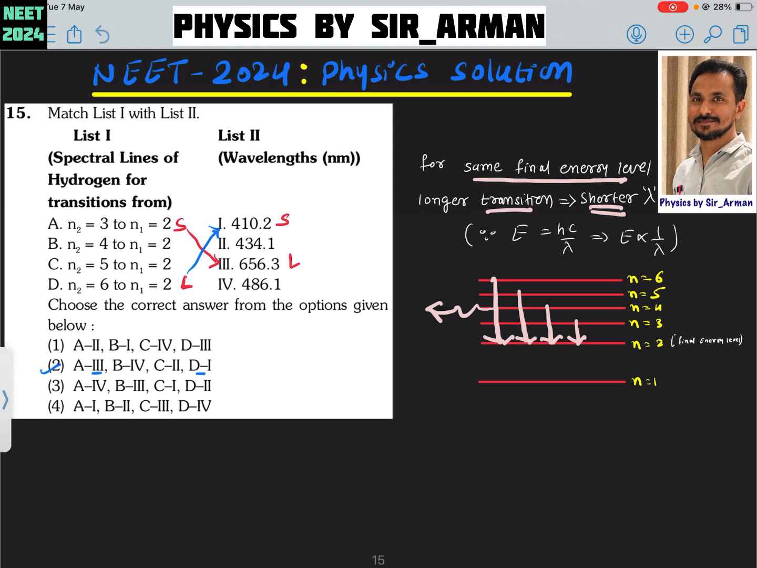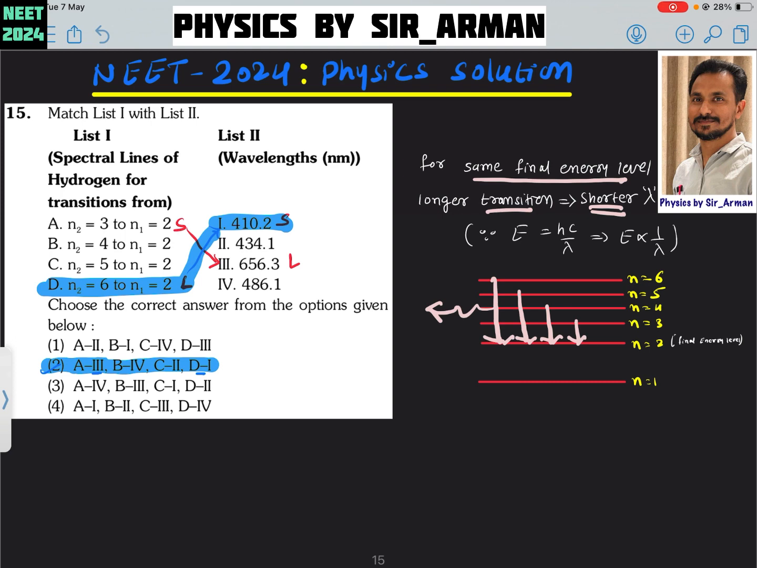The shortest wavelength is this one, 410. If you see here, in the second option A has 3, but we need to check D, and D should be 1. In which option is D equal to 1? In option number 2 you can see D belongs to 1.